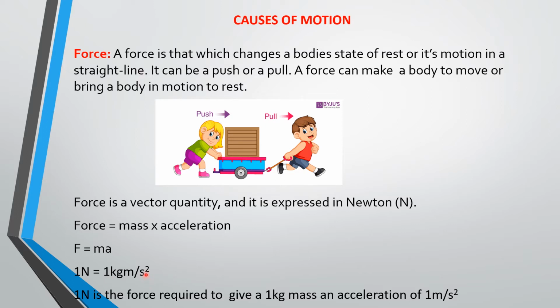Is that okay? So 1 Newton is the force required to give a 1 kg mass an acceleration of 1 meter per second squared. And that is what is represented by this simple equation. Is that okay? So a force can actually cause a body to move when it is at rest, or when the body is already moving, a force can make it come to rest. And force is a vector quantity. I hope that is clear.